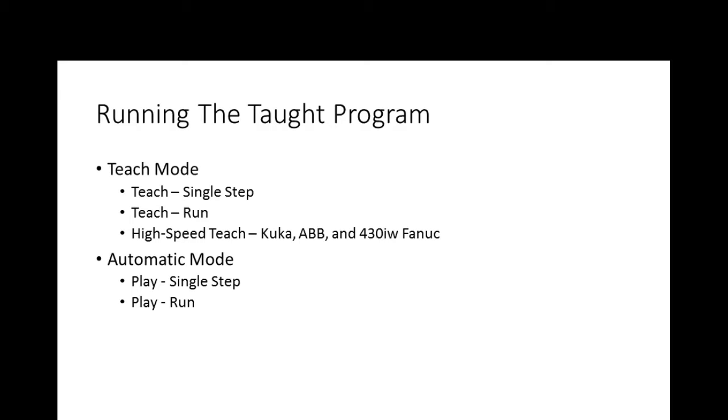On the KUKA and the ABB and the 430 IW over there, they have what they call a high-speed teach. A high-speed teach has nothing to do with jogging the robot. What it deals with is when you run the program. So if you've got a high-speed teach capability, you're going to have to be careful because this will run the program at production speed. So don't be around the robot because it's going to be moving real fast. Well, it depends on the actual program itself.